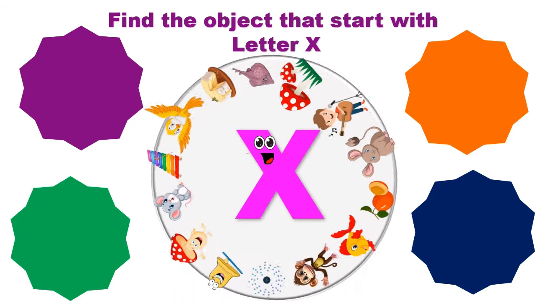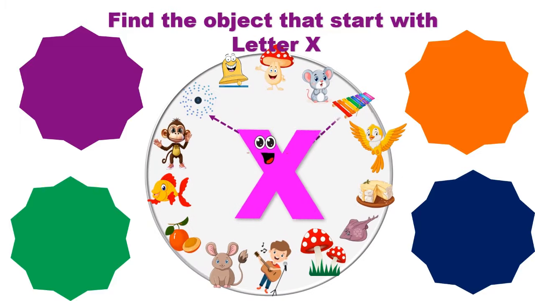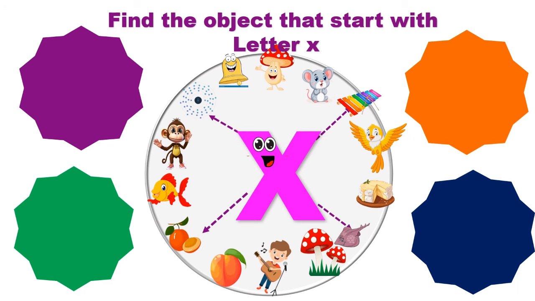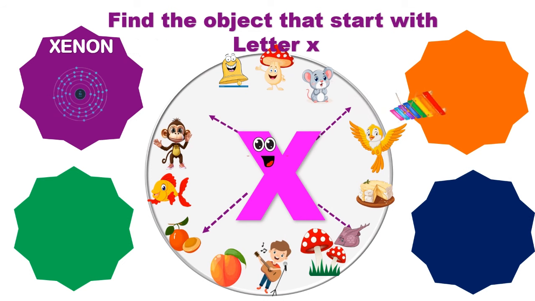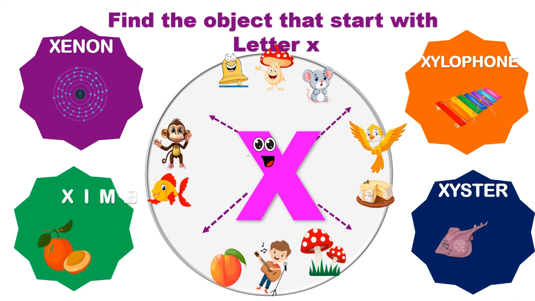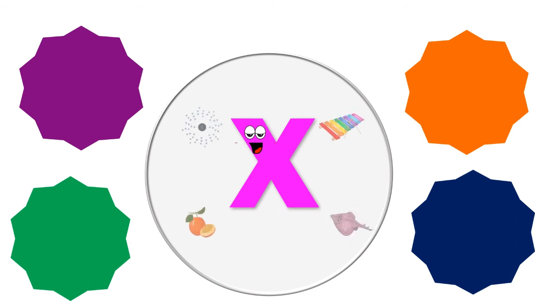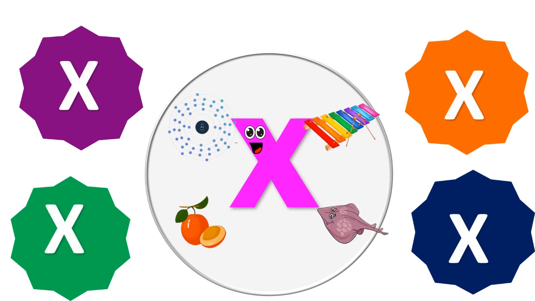Let's start with the letter X. Xenon. Zyster. Xenonia. Xenon, xylophone, zyster. Y. Find the object that starts with the letter Y.